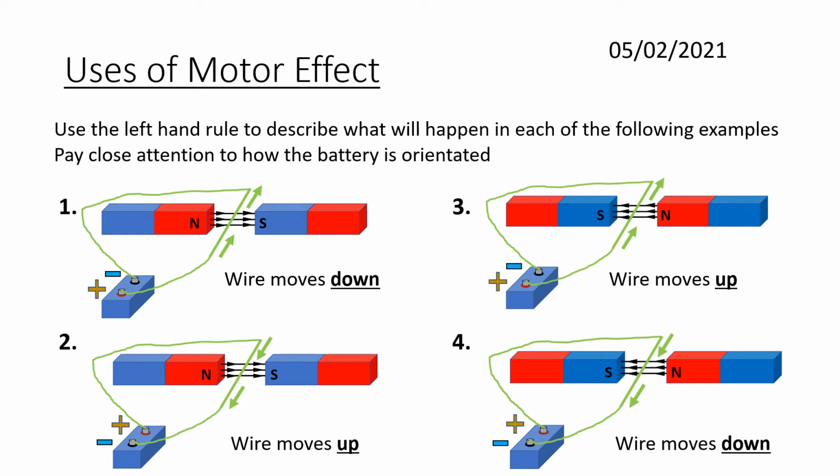And if you notice, when you swap over from positive to negative, and so the current goes in the opposite direction, or we change polarity, that changes the direction the wire moves in. Also, by swapping the north and south pole over, we also change the direction the wire is moving in.